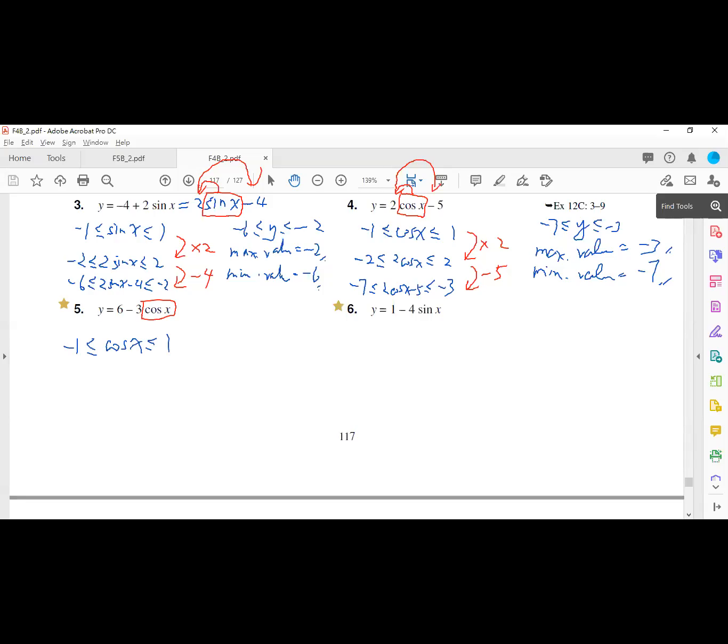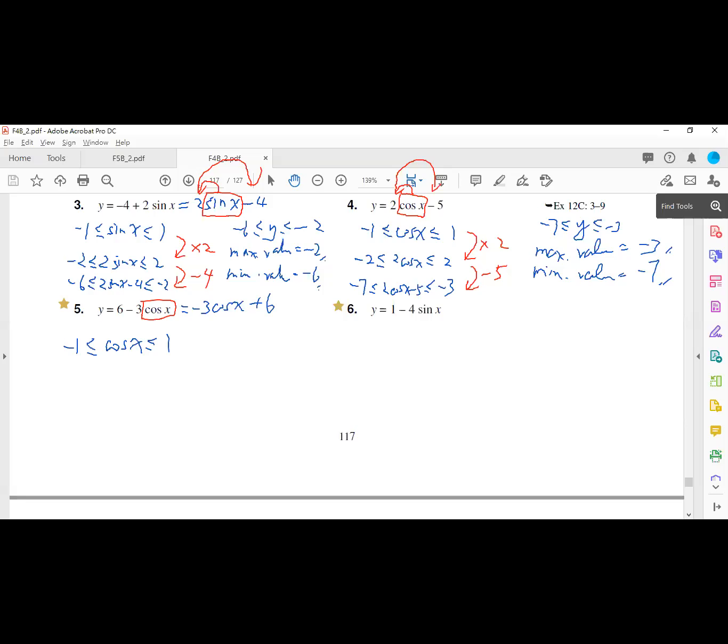I suggest you rearrange the terms first, like just now. But note that this is -3 cosine x. When you move the cosine x term to the front, you need to move the number before the cosine x together with its negative sign, because it is a whole term. So it is -3 cosine x and then +6, like this.